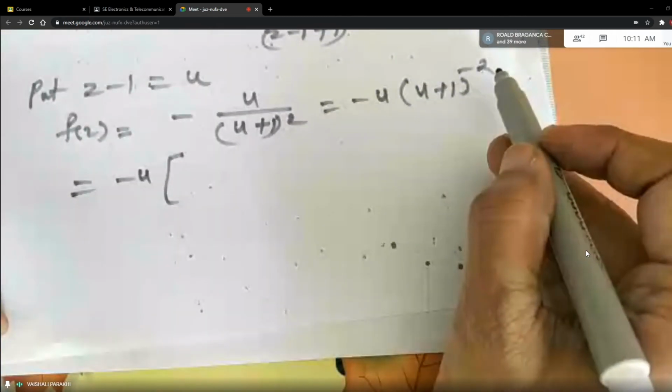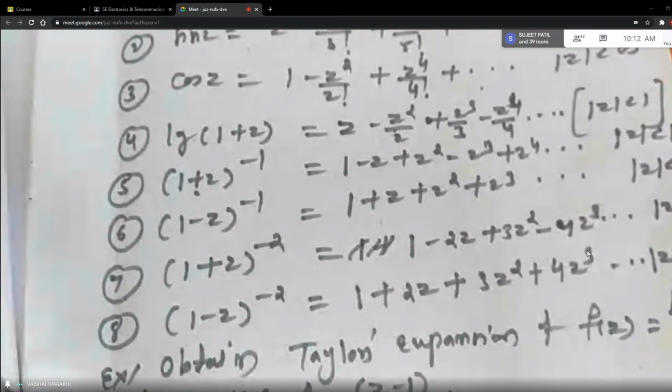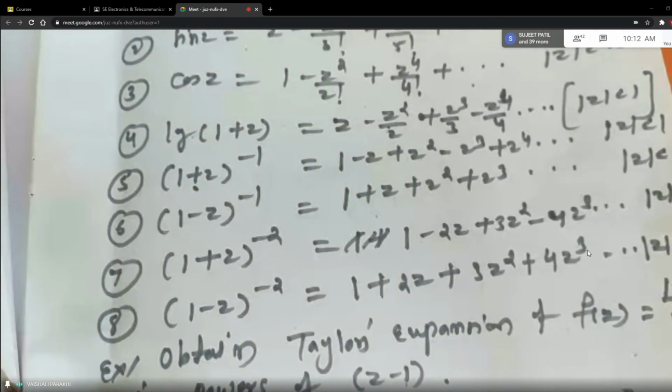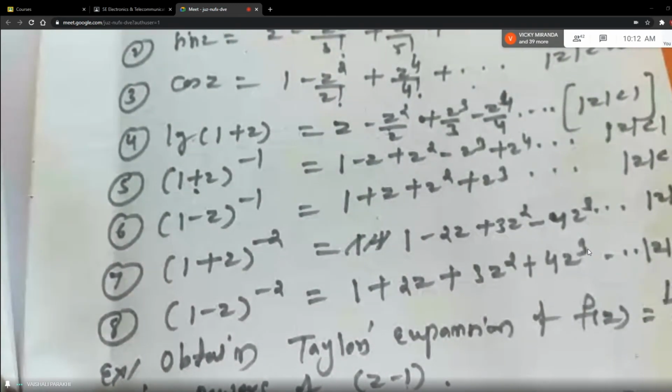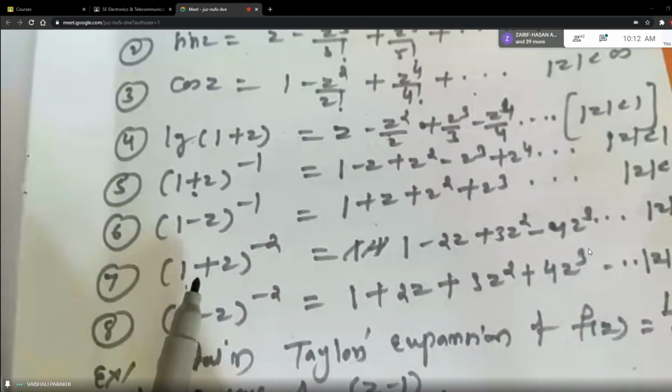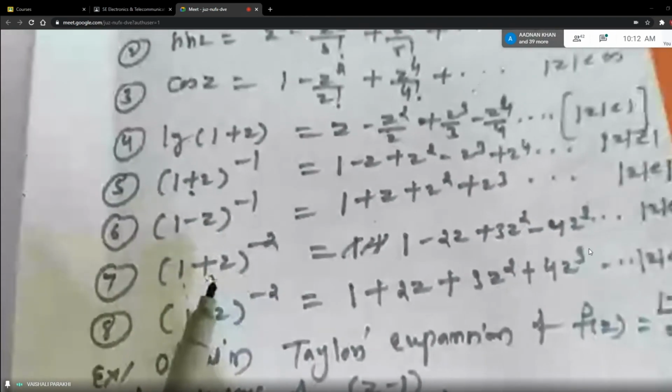Don't you have the expansion for 1 plus u raised to minus 2? I have given you the standard series just now. Open that page, and on that page we have the formula. So can you tell me the formula number you are going to use for this expansion of 1 plus u raised to minus 2? 7th or 8th? Anybody? Which formula are you going to use here? Riva? The 7th one, because the middle sign is positive, right?